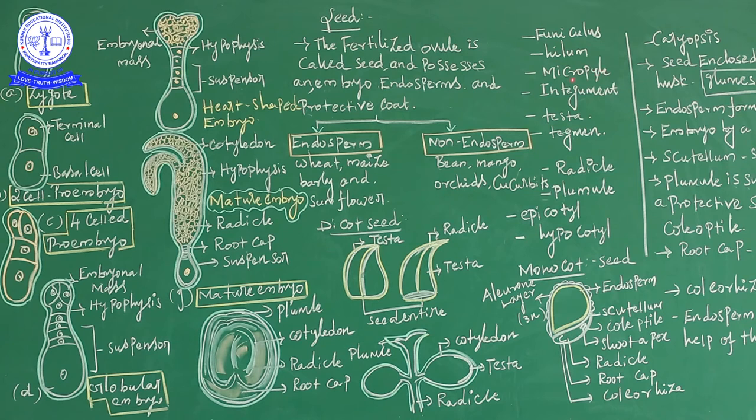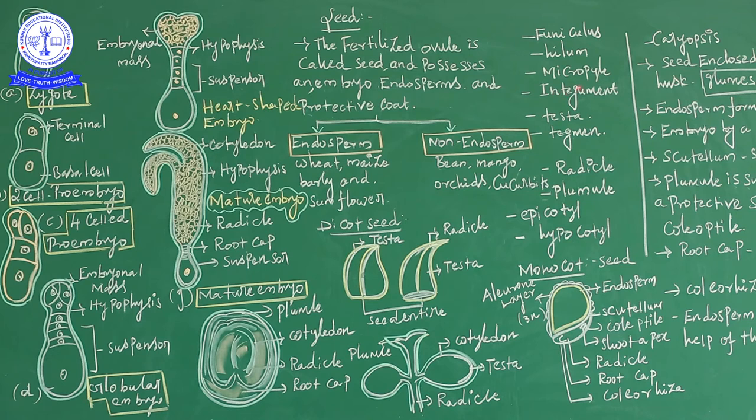Then, inside the seed, there is the integument. Integument refers to the developing covering. It is present as an inner and an outer integument. The next point: the seed coat is developed from the integument of the ovule. Very important, one more question: the seed coat develops from the integument of the ovule.